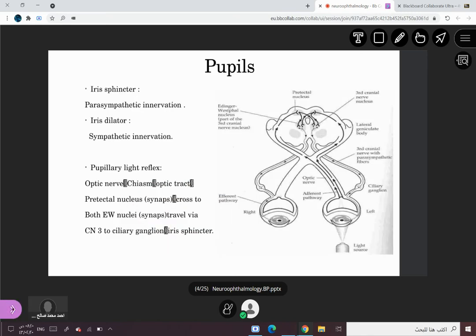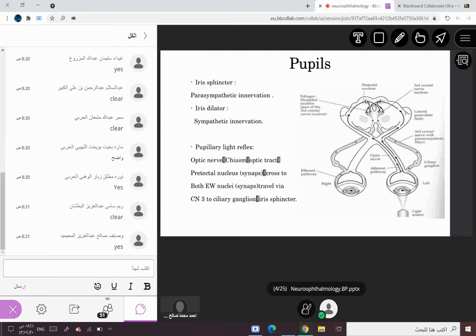Okay. Excellent. Let's go to the pupil and its common disorders. So in the pupil we have two types of muscles, the iris sphincter and iris dilator. The iris sphincter is supplied by parasympathetic innervation. Iris dilator is supplied by sympathetic innervation.